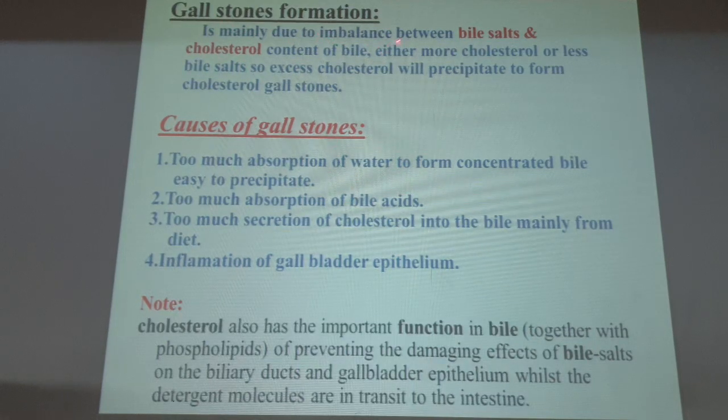It's due to imbalance between the bile salts and cholesterol content of the bile. One of the functions of bile salt, bile.